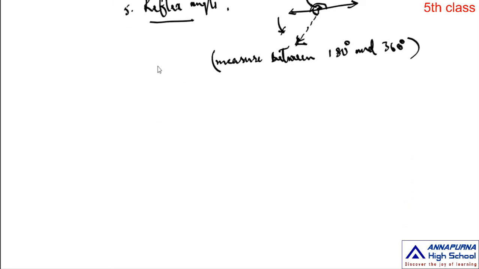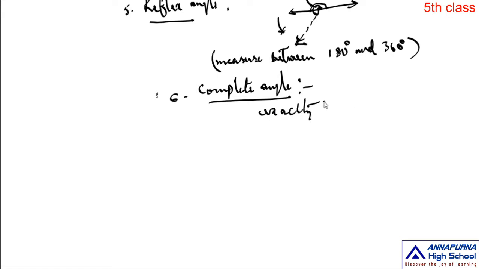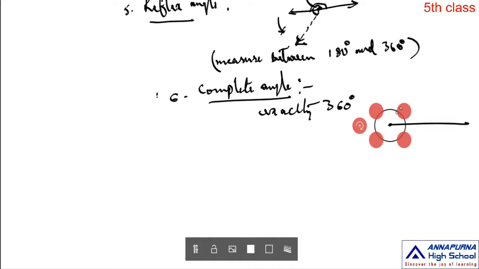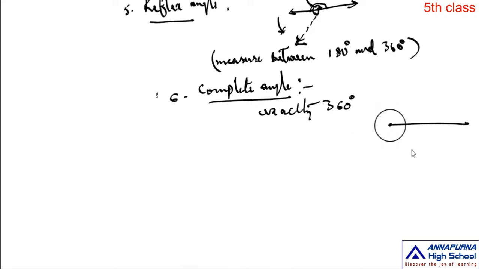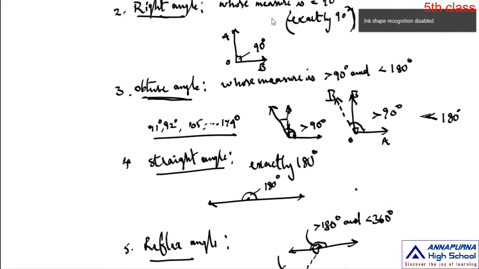And the last one, the sixth one, is the complete angle. Suppose it is exactly 360 degrees, the angle at this point is 360 degrees. At this point it is 360 degrees. So this is what we call a complete angle. It is exactly 360 degrees. So these are the 6 types of angles.